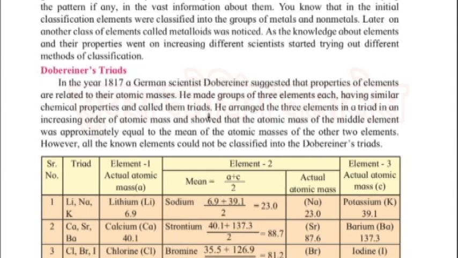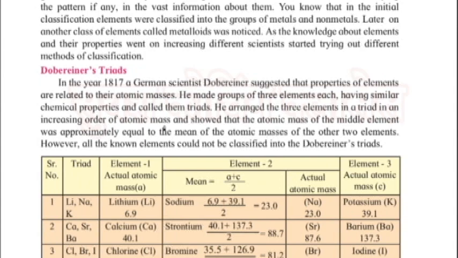Triad means a group of three elements having the same properties, and he arranged the three elements in a triad in increasing order of atomic masses. तो उन्होंने उनको कैसे अरेंज किया? According to increasing order of atomic masses. जैसे कि हम लोग क्लास में कैसे बैठते हैं, according to increasing height हम लोग बैठते हैं. उसने कैसे अरेंज किया? He arranged the elements according to increasing order of their atomic masses.